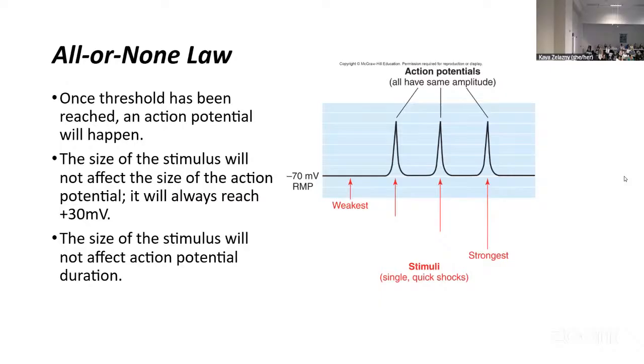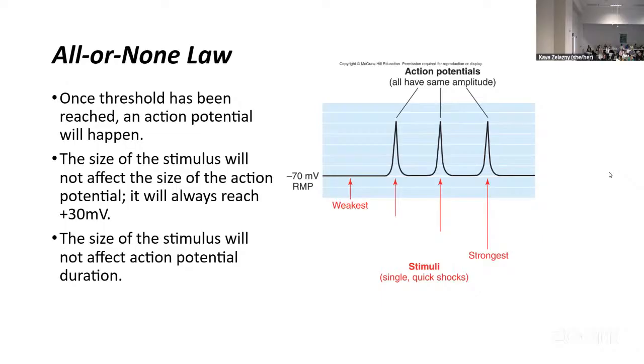Okay. So once we reach the threshold, this is our all or none principle, our all or none law. Once we reach threshold, we will fire an action potential. Size of the stimulus has no effect on what that action potential looks like. It's always the same, always just spikes to positive 30. Doesn't affect even how long that action potential is happening.